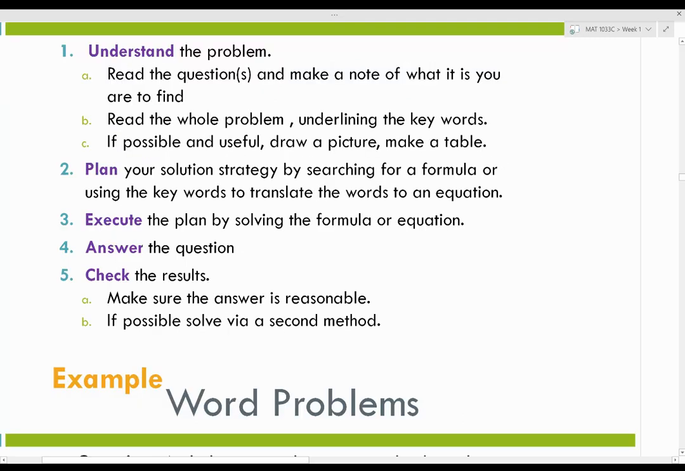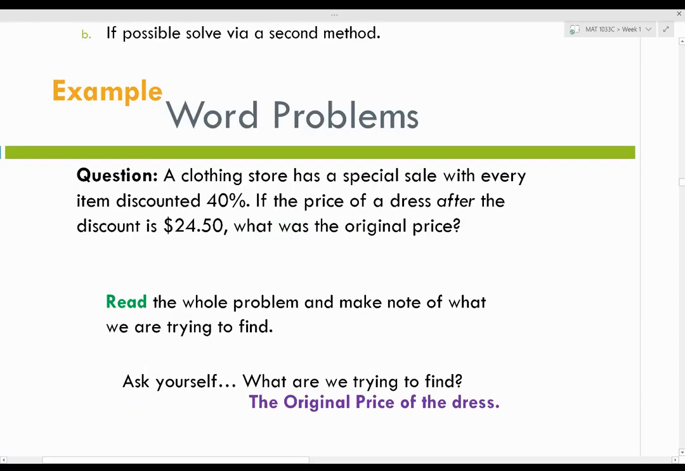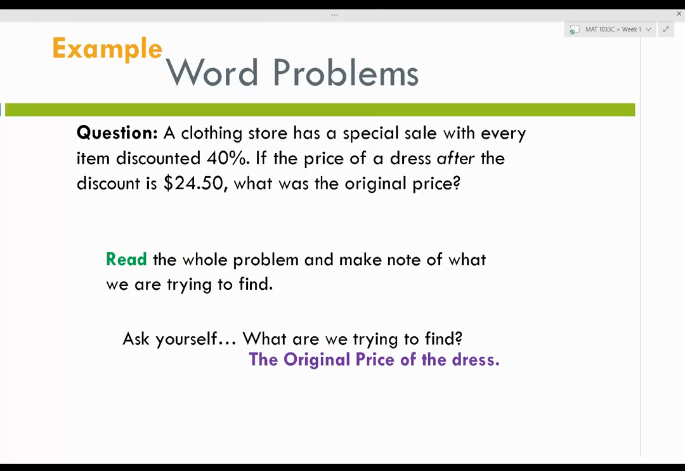Okay? So let's look at this word problem. The question says: a clothing store has a special sale with every item discounted 40%. If the price of a dress after the discount is $24.50, what was the original price? So we did step number one. We read the whole problem, and what we're going to do is make note of what we're trying to find. We are trying to find the original price of the dress. That is what we've been tasked to find.